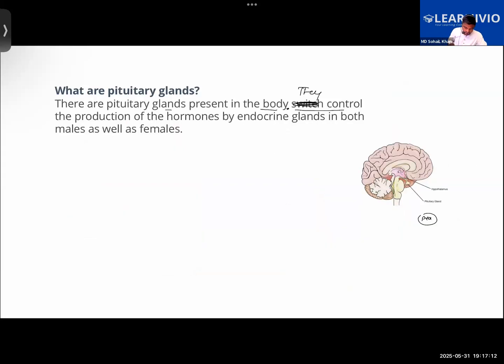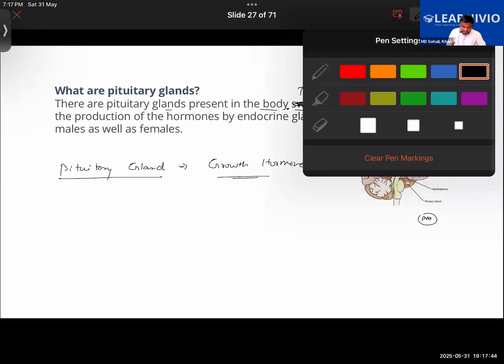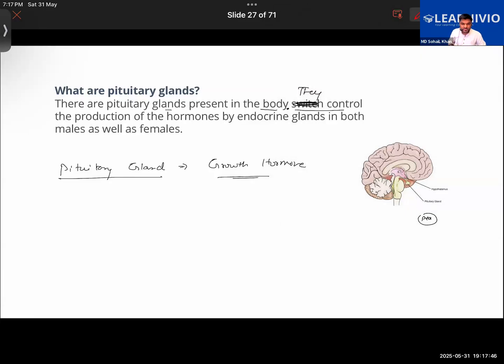Now the pituitary gland also secretes hormones of its own. It secretes a hormone called growth hormone. Growth hormone is responsible for the growth of the body, whether it be growth in terms of length, like height, or growth in terms of muscle mass or other things.